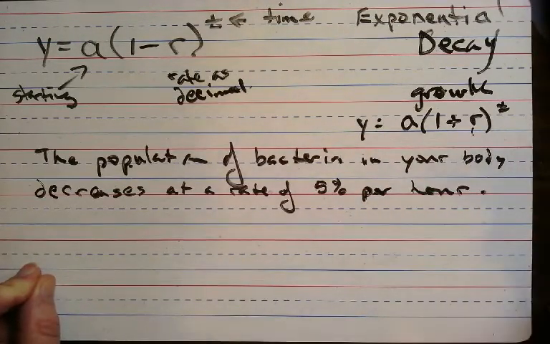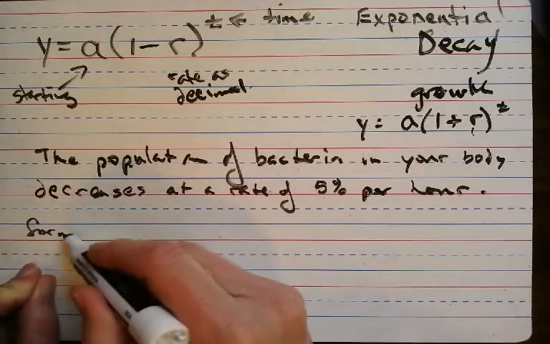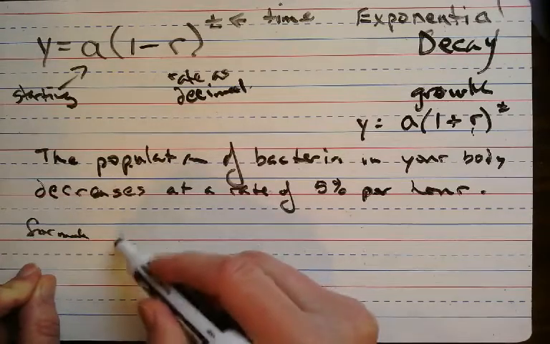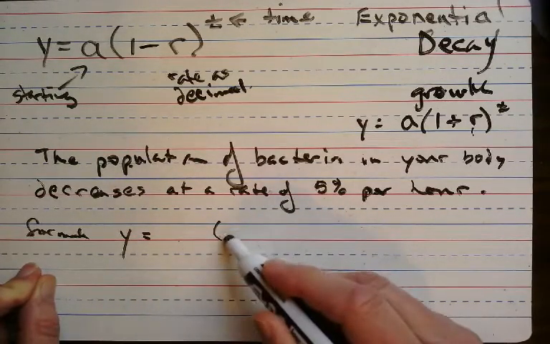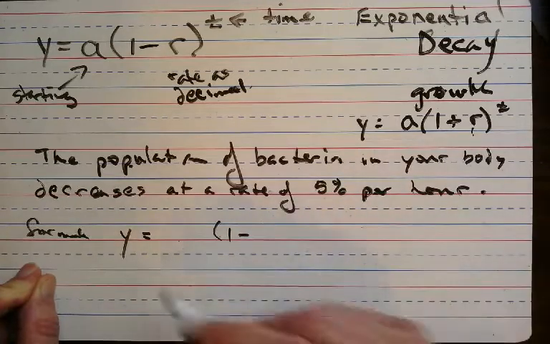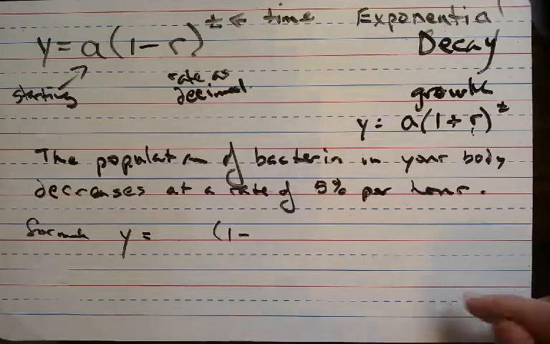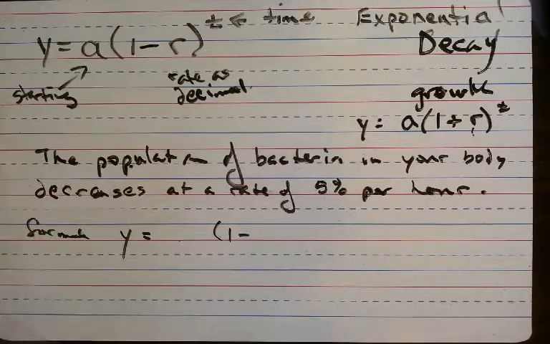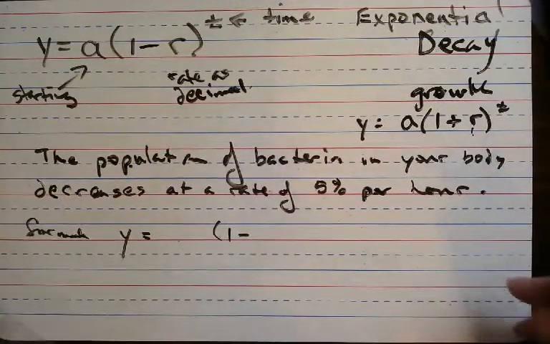Now then, you may think, wait a minute, if I'm going to write a formula, don't I have to know how many bacteria there are? Well, that's the trick on this one, right? Because in your body, we have no idea. Could there be 7,000? Could there be 7 million? Could there be 7 billion bacteria in your body? It depends on how sick you are, right?